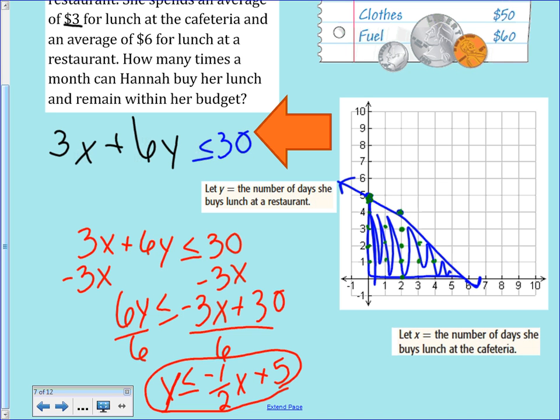So just take a second, write out a couple different ways she could spend that $30 based on the solutions that are shaded in there.